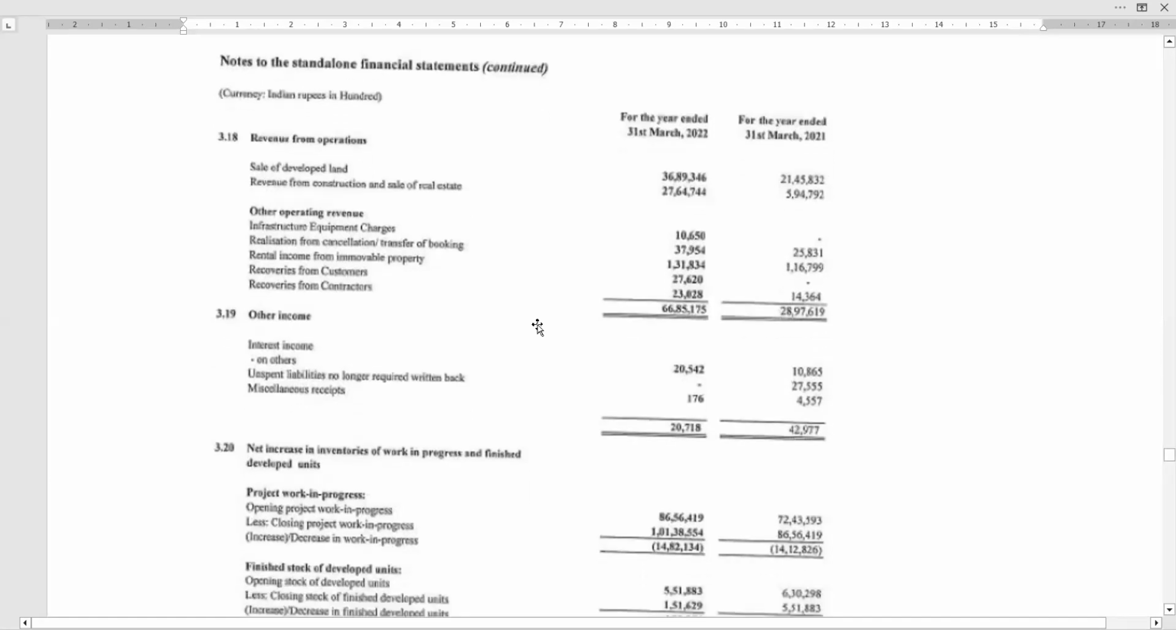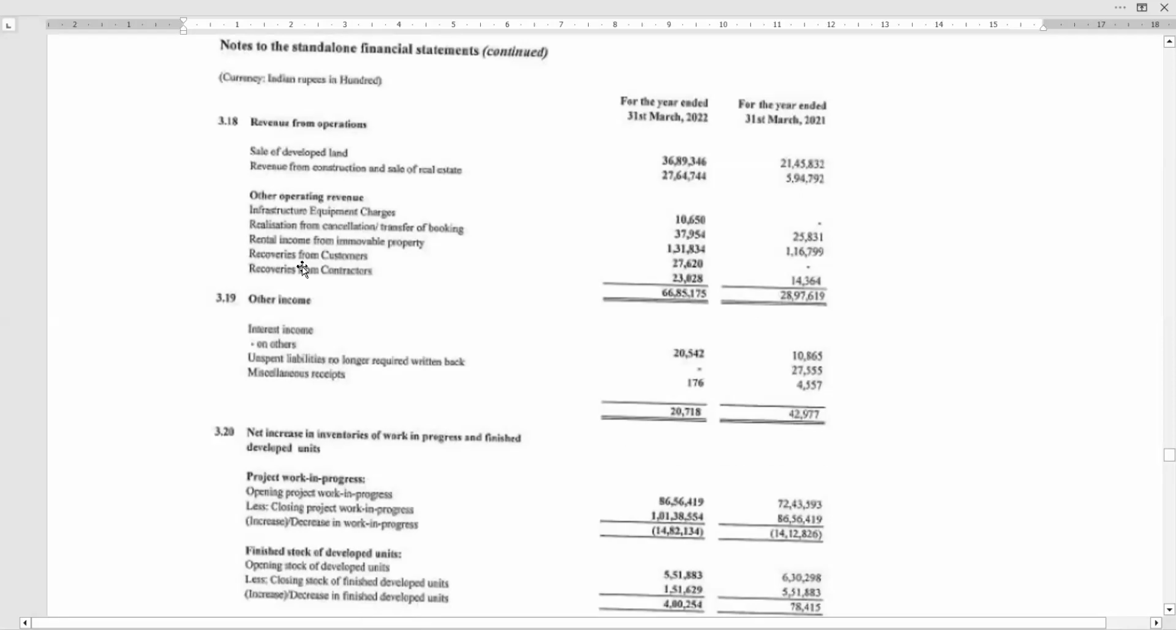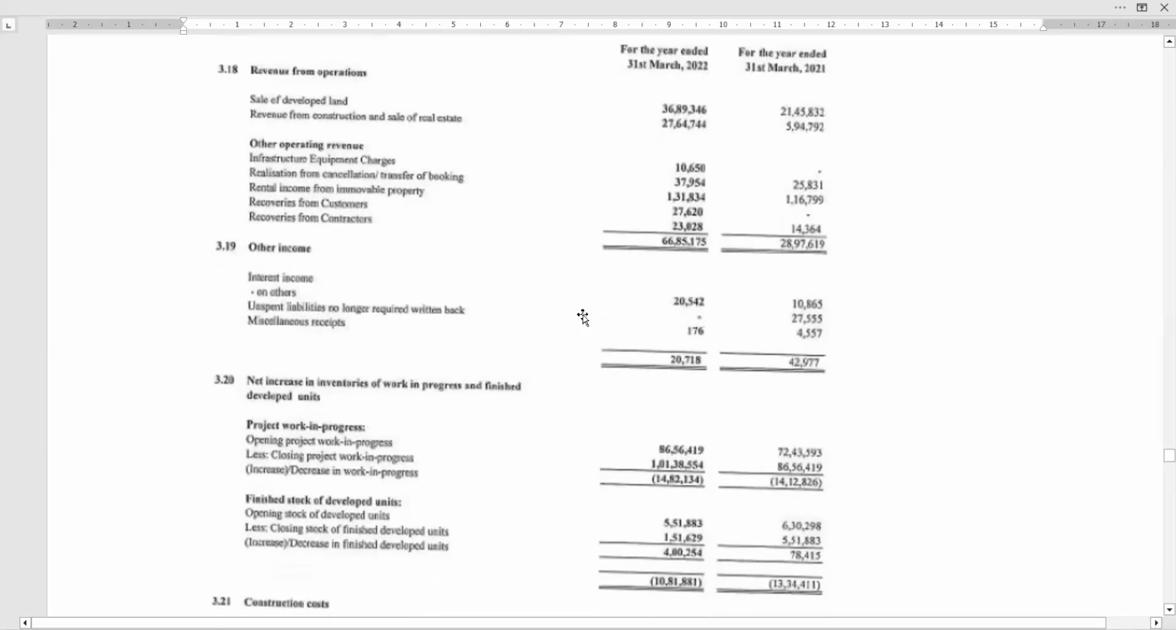We have to go into detail. See, sometimes what will happen, the terminology used here may not exactly reflect what they are saying. So we have to go through the notes in detail. All these things will be there.